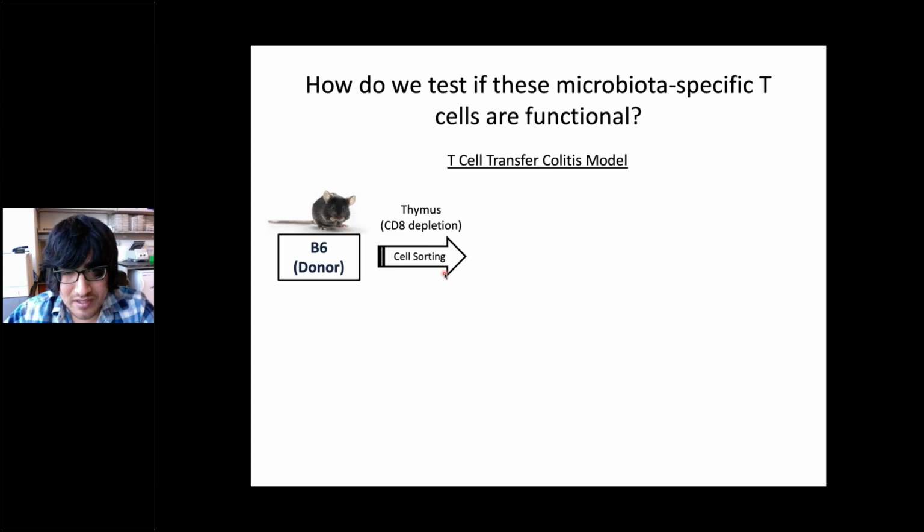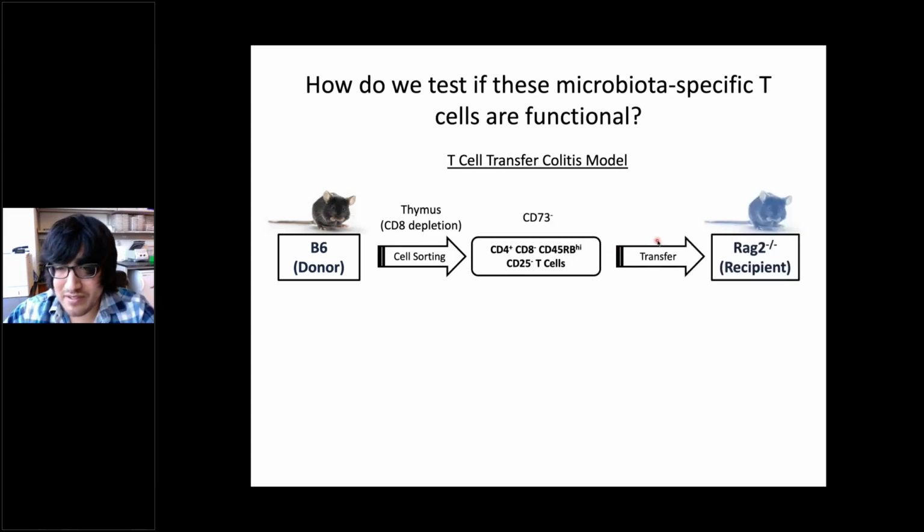And then we sorted naive CD4 positive T cells. We made sure that these cells were CD73 negative, and this is to help us exclude all mature recirculating T cells from the periphery. And we transferred these thymic naive CD4 T cells into RAG knockout mice, our recipient mice. So basically these are mice that lack T cells and B cells and develop colitis when they receive naive T cells from a donor mouse.